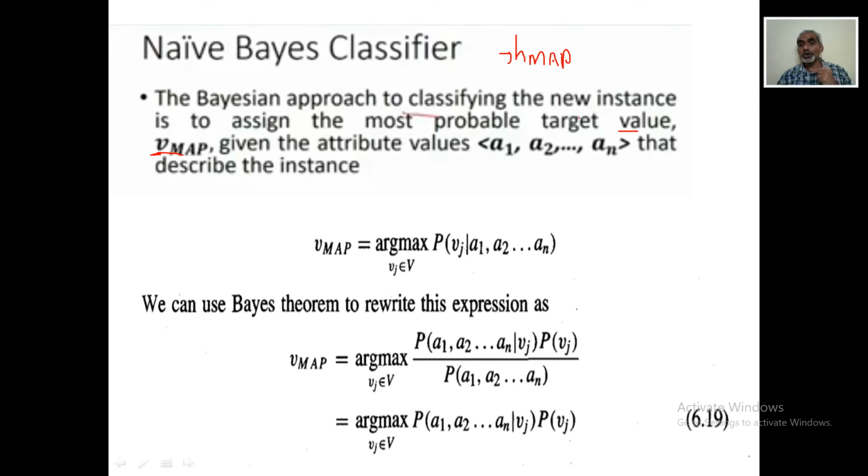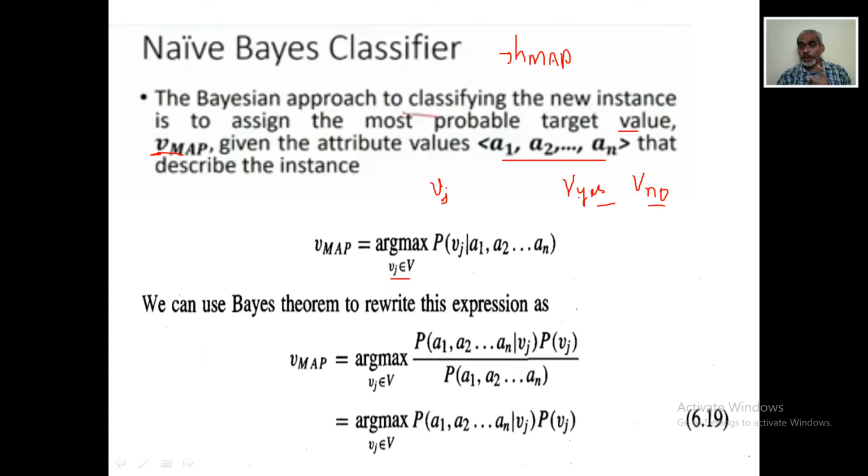So the most probable target value, V MAP, given the attribute values A1 to AN that describe the instance. Now how can we write this equation? We can say V MAP is equal to argmax over all Vj belonging to V. What is this Vj? In playing tennis or not, we have two: one is V yes, that means you can play tennis, and the other is V no, you cannot play tennis. Only two are there, right?